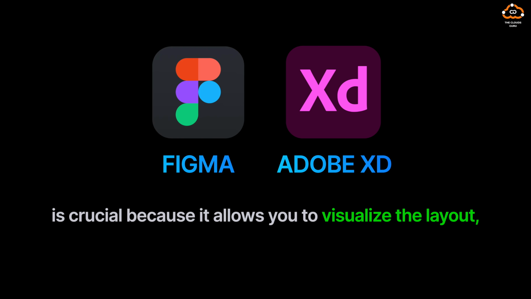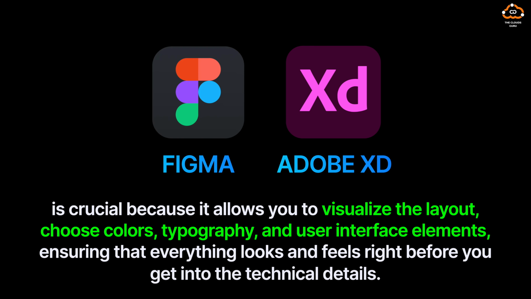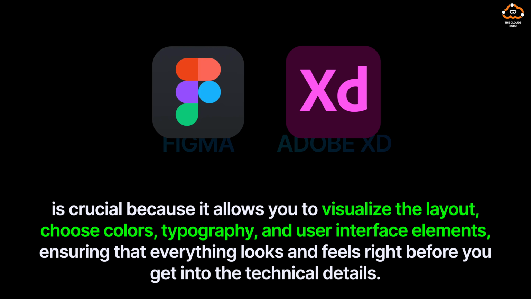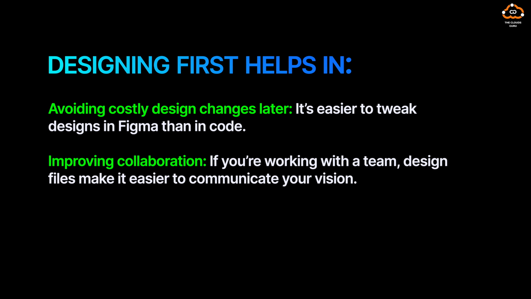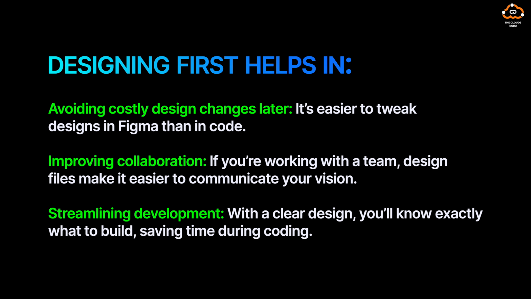This step is crucial because it allows you to visualize the layout, choose colors, typography, and user interface elements, ensuring that everything looks and feels right before you get into the technical details. Designing first helps in avoiding costly design changes later. It's easier to tweak designs in Figma than in code.